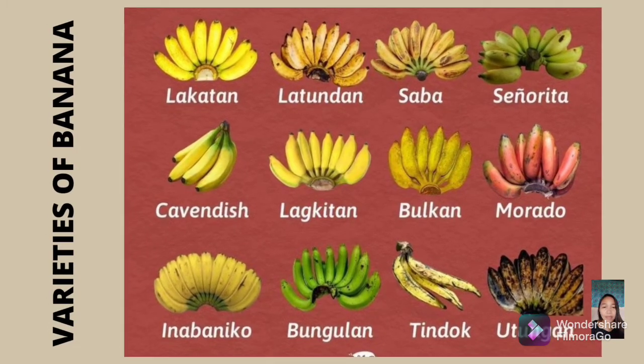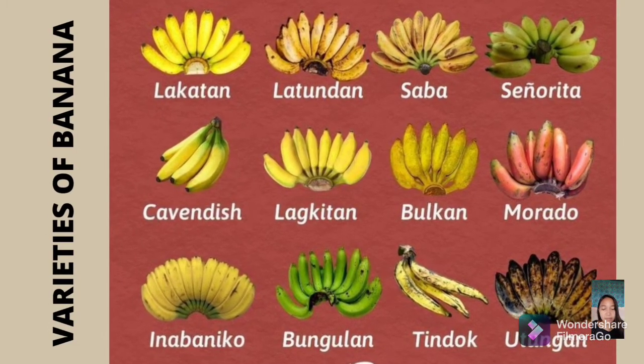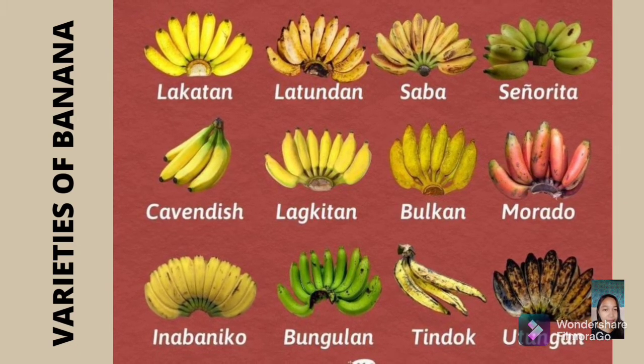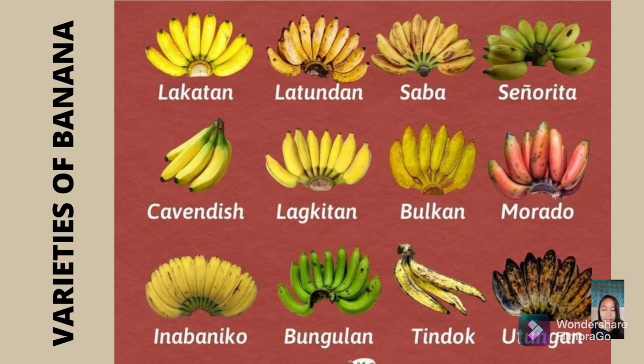Next, there are several types or varieties of banana, from Lakatan, Latundan, Saba, Senyorita, Cavendish, Lagkitan, Bulkan, Morado, Inabanico, Bungulan, Tindok, and Utungan. That's all the different varieties of banana.